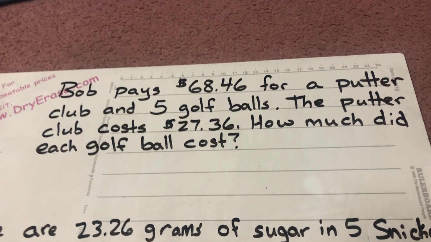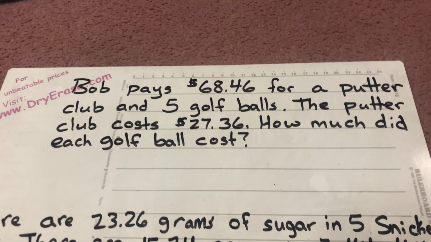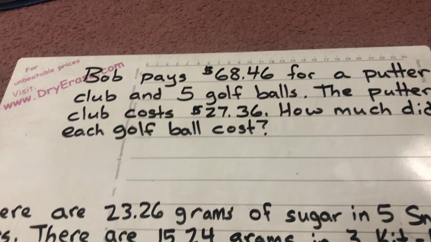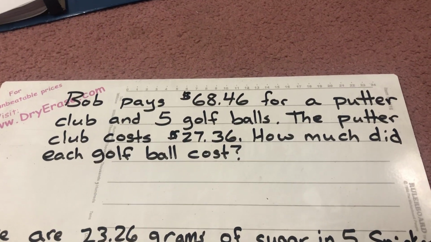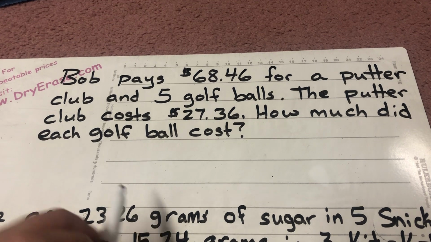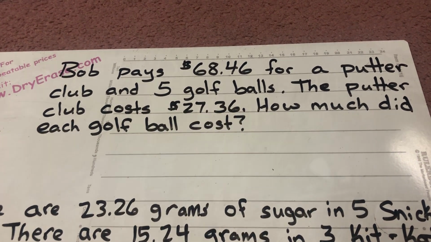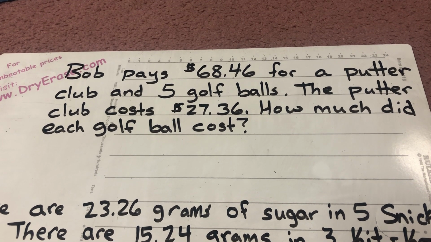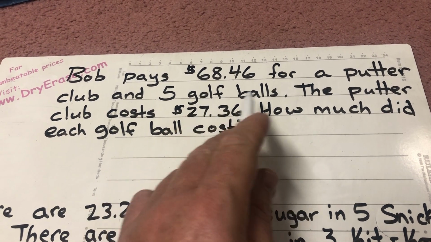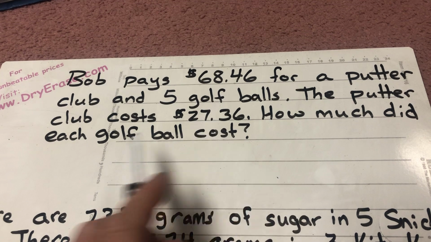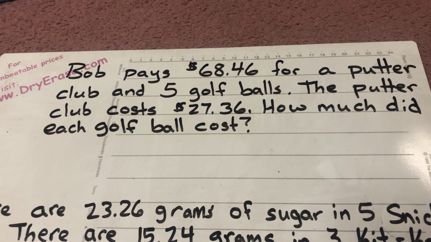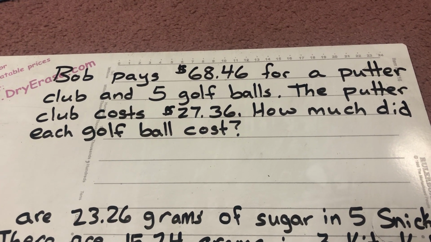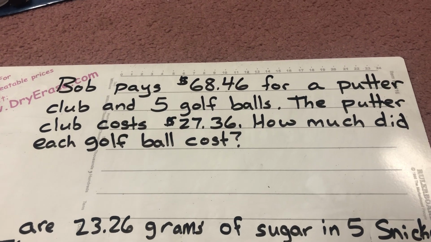Well, a lot of times with problem solving, there's multiple steps. So let's read through this again and see if we can figure out what needs to happen here. It says that Bob pays $68.46 for a putter club and 5 golf balls. So that's the total that he paid for everything. The putter itself cost $27.36. So how much did each golf ball cost?